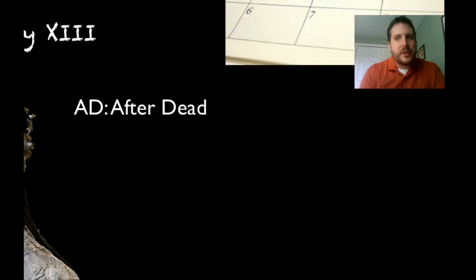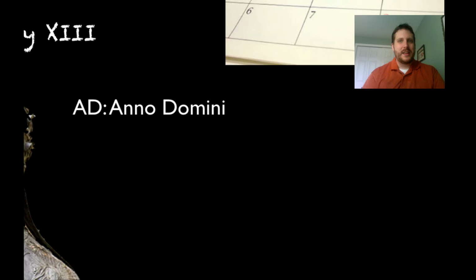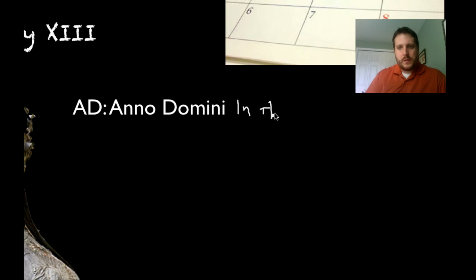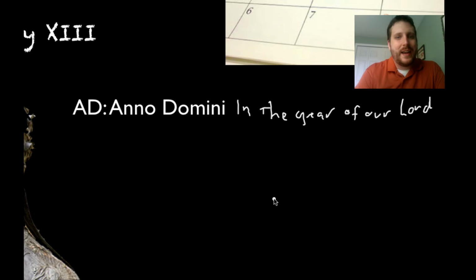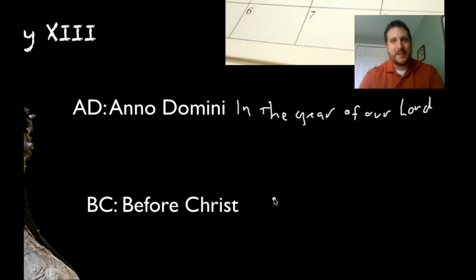You've all heard of AD. You know that the year right now is AD 2012. And a lot of you have probably heard that AD stands for after death. That's in fact incorrect. AD is Latin, the language of the Romans. And the Latin for AD is Anno Domini. That's right, Anno Domini. And what that means is in the year of our Lord. So AD is Anno Domini, and BC is in fact before Christ.